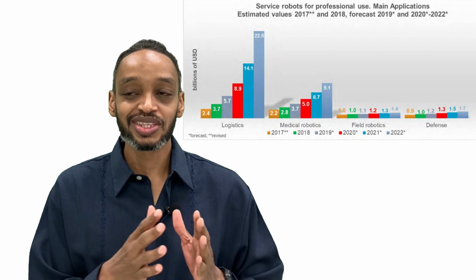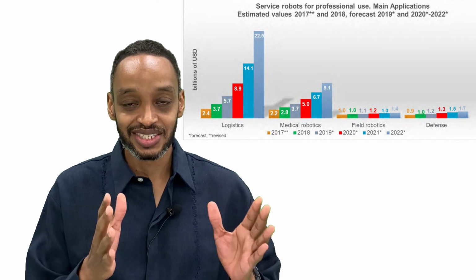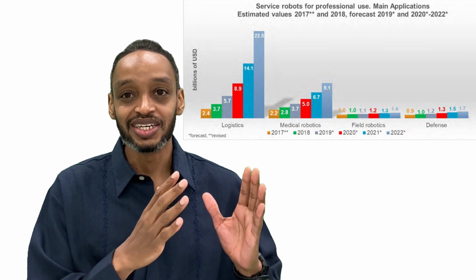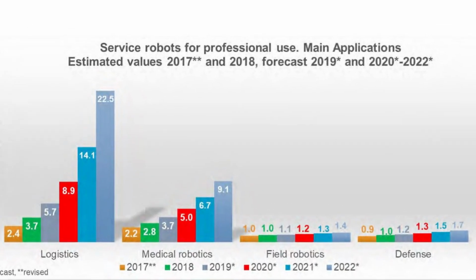Now, according to data from the International Federation of Robots, the largest application of service robots, those not used in industrial applications, is the logistics sector. It is the largest sector for service robots. Why is the logistic robot getting such a large business, such a large sector?